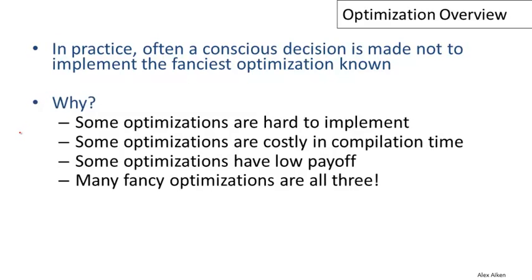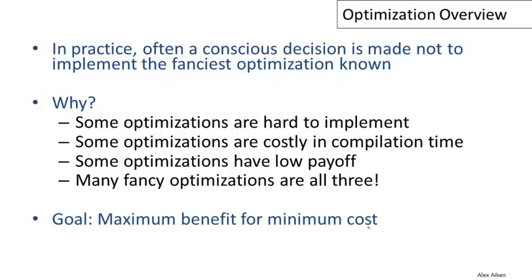And it boils down essentially to software engineering. Some of these optimizations are really hard to implement. I mean, they're just complicated to implement. Some of the optimizations are costly in compilation time. So even though the compiling happens offline and is not part of the running of the program, the programmer still has to wait while the optimizing compiler does its compilation. And if it takes hours or in some cases days to optimize a program, that's not necessarily great. And some of these optimizations have low payoff. They might always improve the program, but they might only do it by a very small amount. And unfortunately, many of the fanciest optimizations in the literature have all three of these properties. They're complicated, they take a long time to run, and they don't do very much. And so it's not so surprising that not all of these get implemented in production compilers.